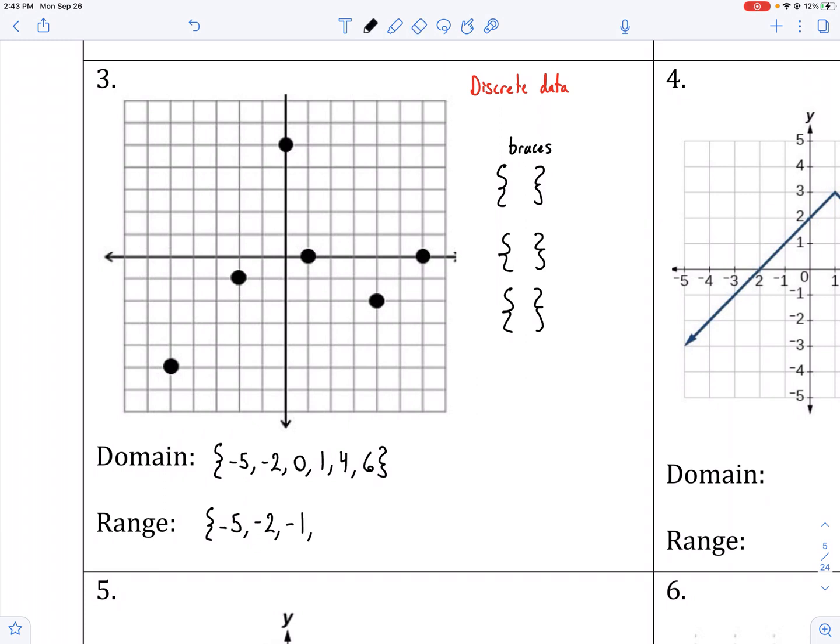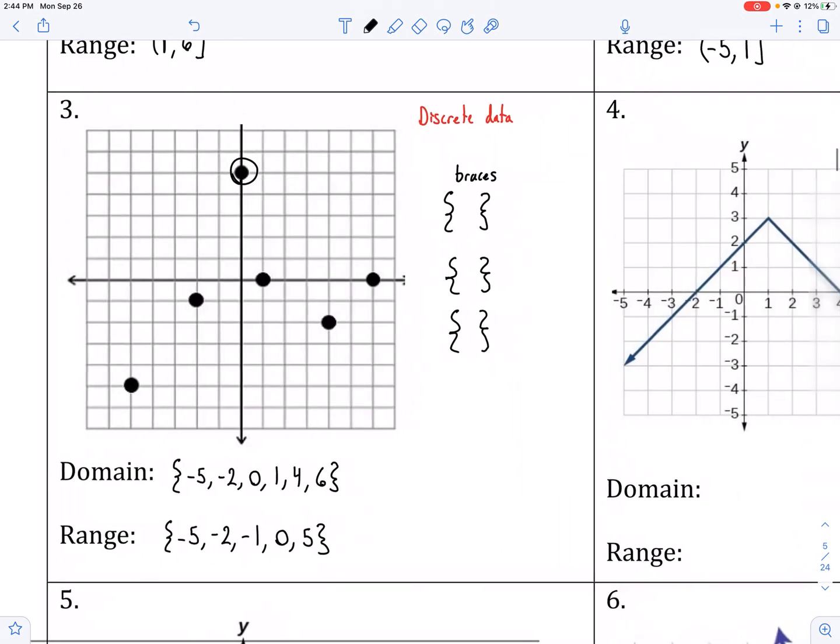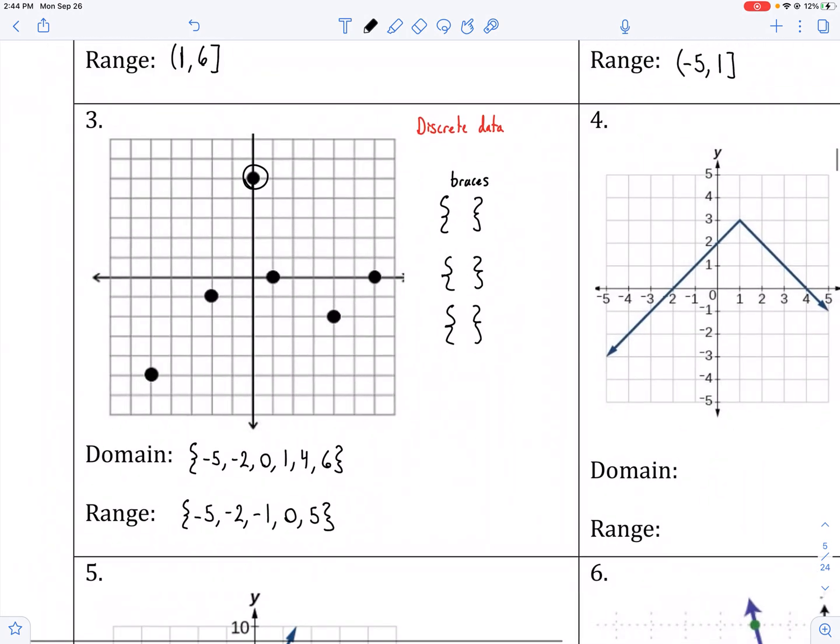Now we have an interesting thing happen here. We have 2 points that are the same. If you're going from bottom to top, these two are tied. So we write the y-coordinate for these, but we don't repeat them. They both have a y-coordinate of 0, but I don't write 2 zeros. I just write it once. And then the last one, the uppermost point, or the one on the top, has a y-coordinate of 1, 2, 3, 4, 5. And so that is our domain and range for number 3. That's how you do domain and range for discrete data.